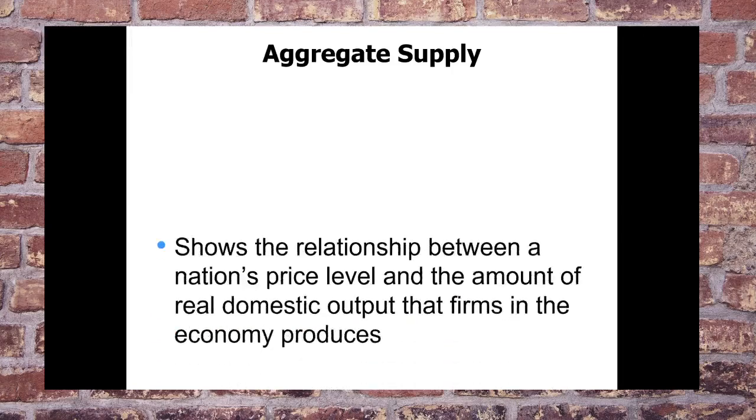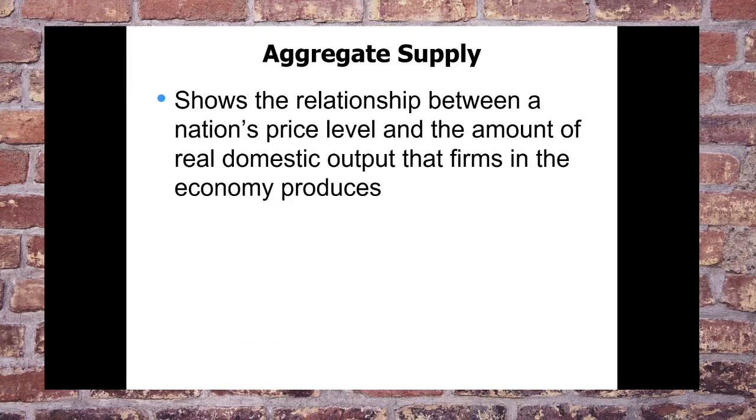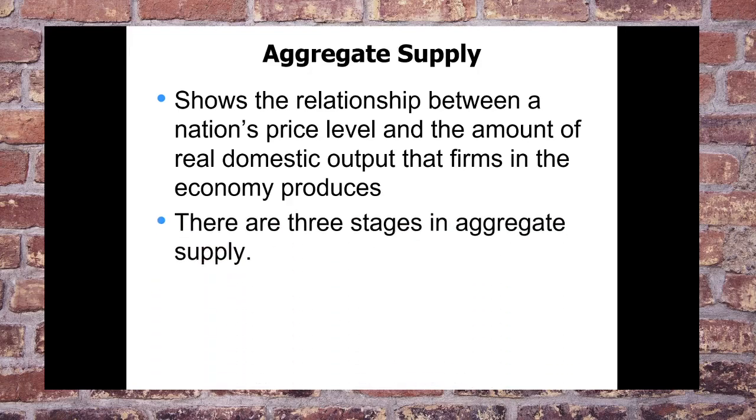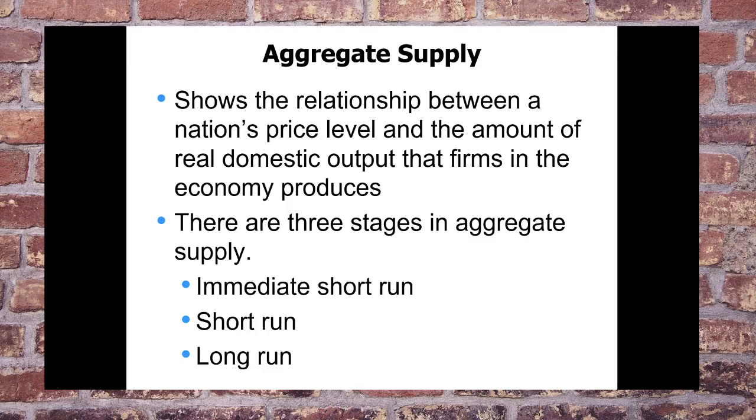We're going to look at aggregate supply, which is a relationship between price levels, again the y-axis, and the amount of real domestic output, real GDP, which is the x-axis again. I'm going to put both these curves on the axes together. But before we go there, there are three stages in aggregate supply that you need to be aware of: the immediate short run, the short run, and then the long run. Do not confuse these with the micro long run and short run. All right, so let's take them one at a time.